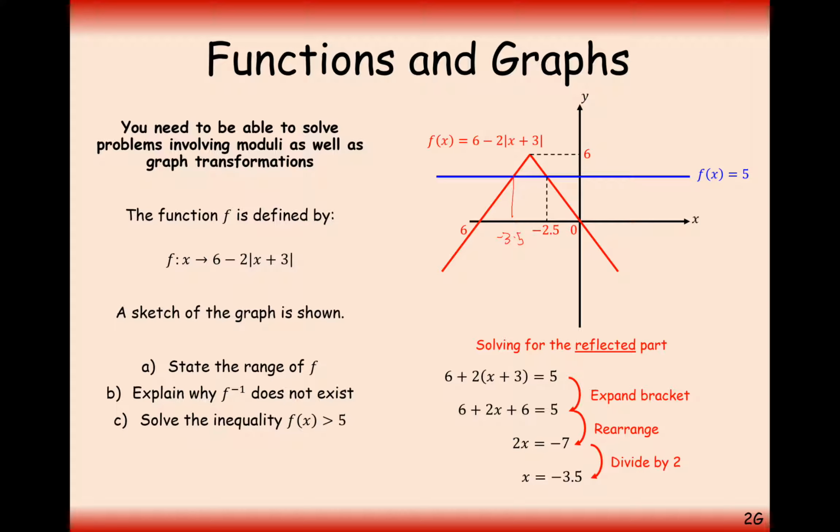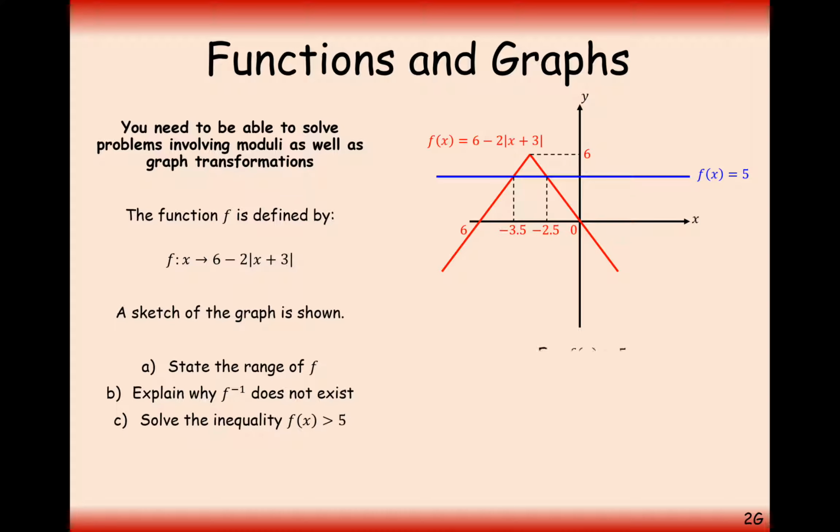So what's the answer to this question then? Well, we're looking for when the graph is bigger than 5, so it's just inside this region here. So x is going to be in between minus 2.5 to minus 3.5.